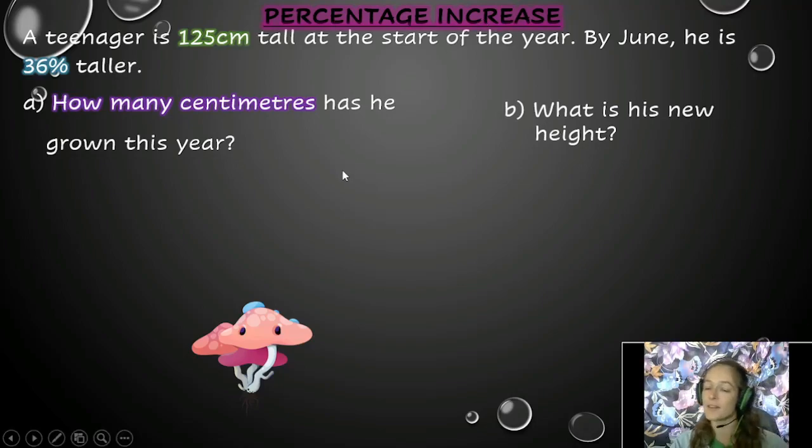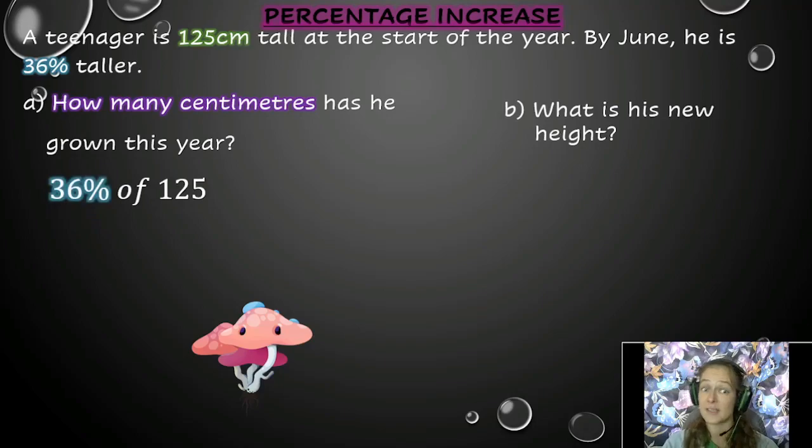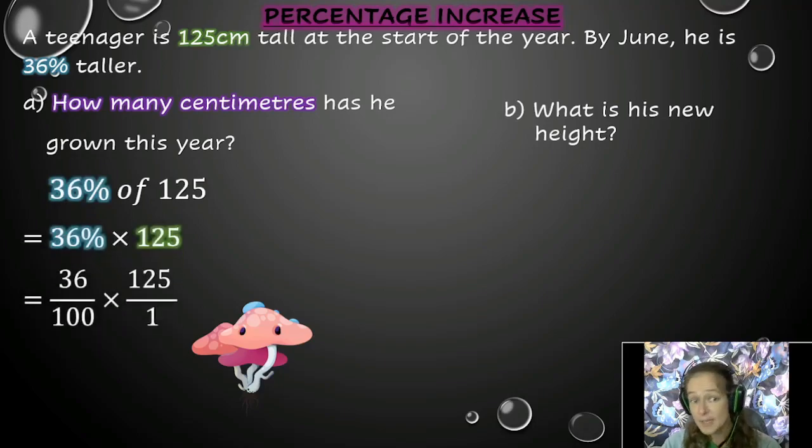You first work out the percentage of the original total, and then you're going to be actually adding that to what you started with. Because of course he's not going to just be the amount he grew, he's going to be 125 plus that. So first, let's find 36% of 125. 36% is going to become 36 over 100 if we translate that from English to math. Of becomes times, and 125 as a fraction is of course 125 over 1.